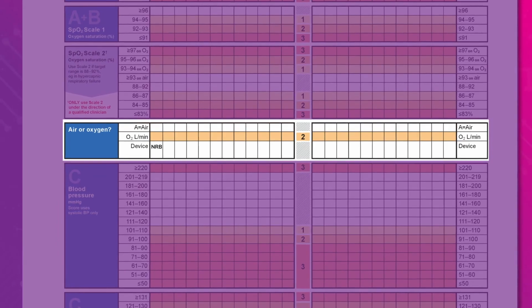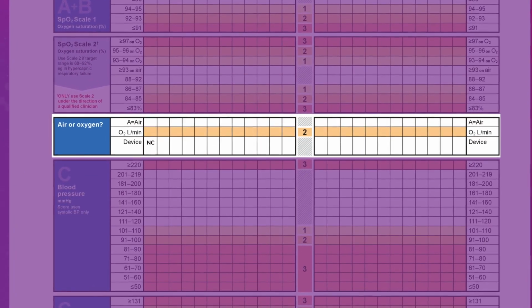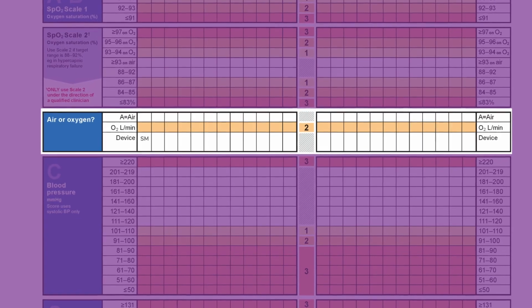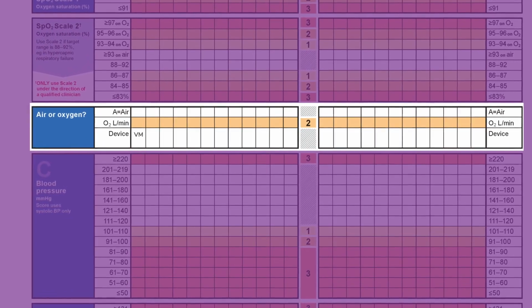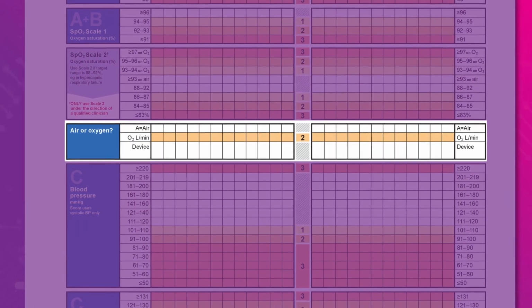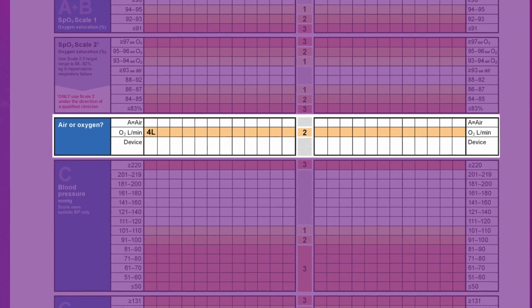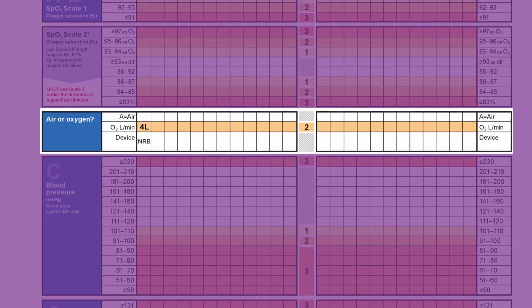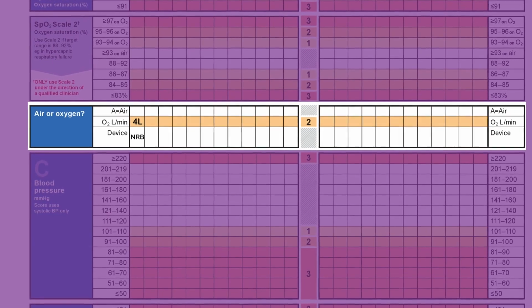You will need to state the oxygen device the patient is on. In the OSCE, they are most likely to be wearing a non-rebreather mask, so you would write NRB in the device box. Other types of masks include a nasal cannula mask, NC, simple mask, SM, or a Venturi mask, VM. You should try to familiarise yourself with the different types of mask in the UK prior to the OSCE. So, for example, if the patient was on 4 litres of oxygen per minute via a non-rebreather mask, you would record this as shown.